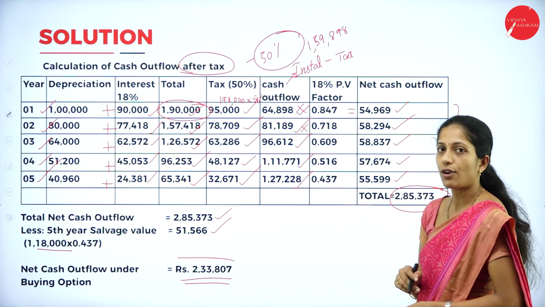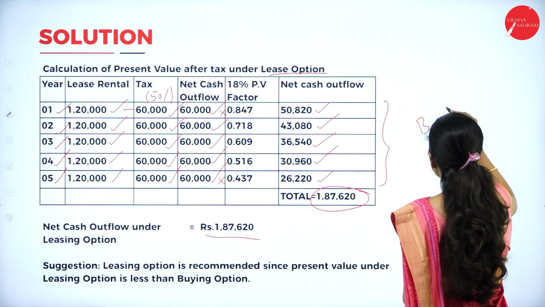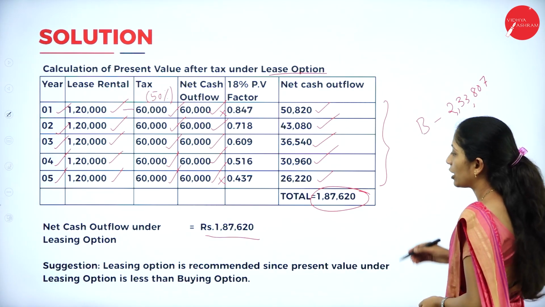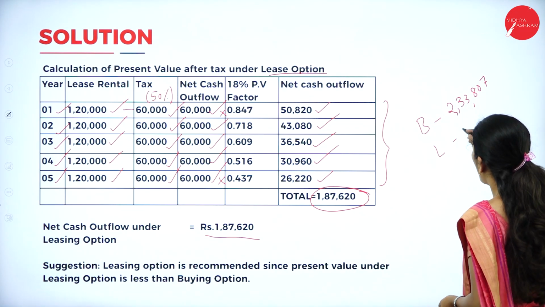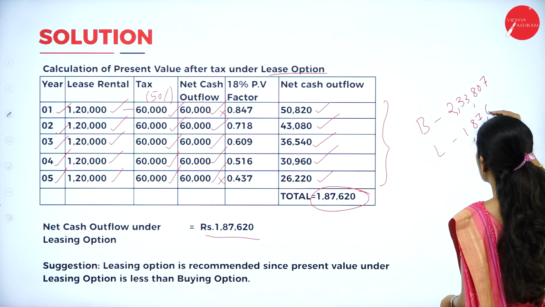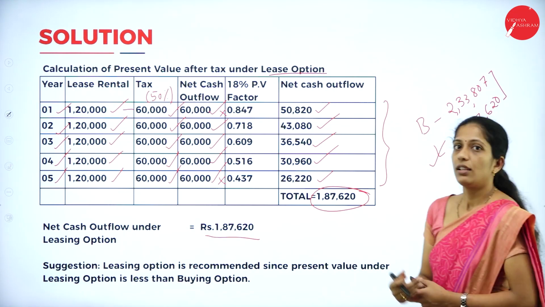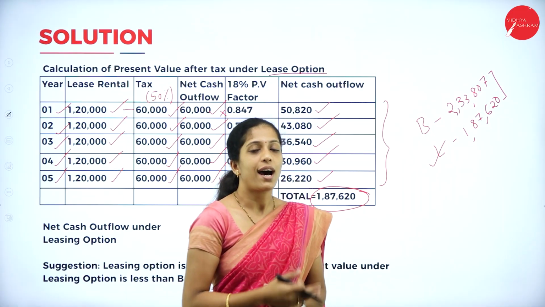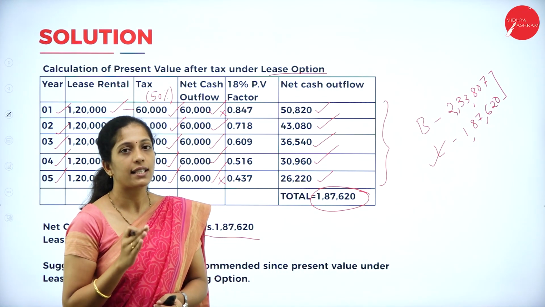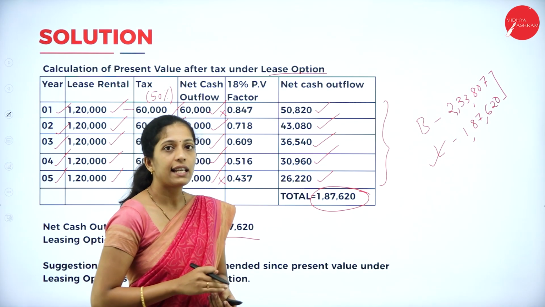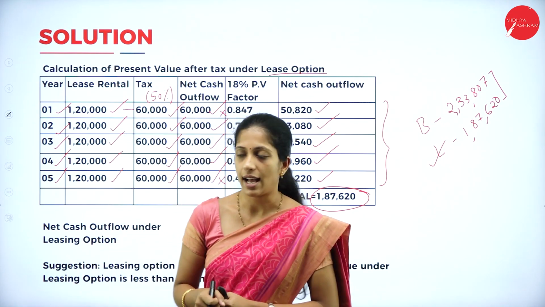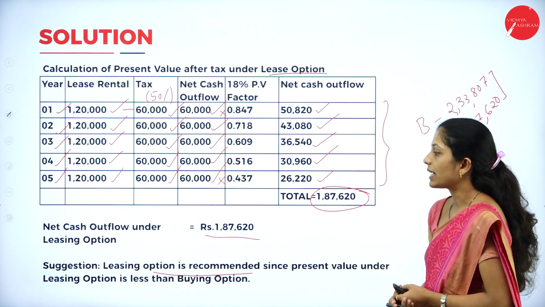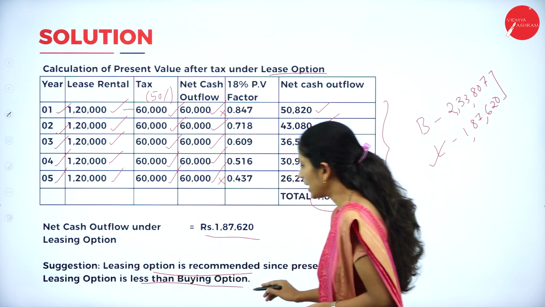That is 2,33,807. So under buying option, 2,33,807. Under leasing option, it is 1,87,620. So if you compare these two, present value under leasing option is lesser. So our suggestion for the organization, that is X Limited company, is to go for leasing option rather than buying an asset. So suggestion, leasing option is recommended since present value under leasing option is less than buying option.